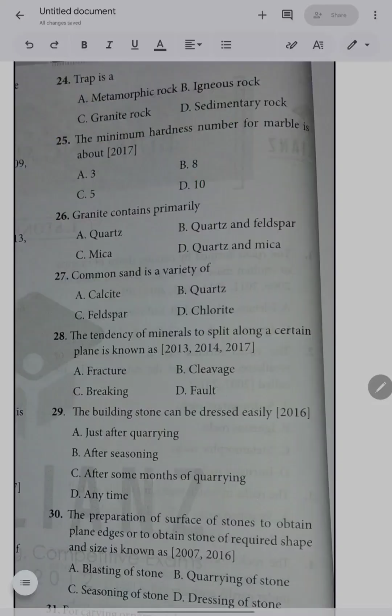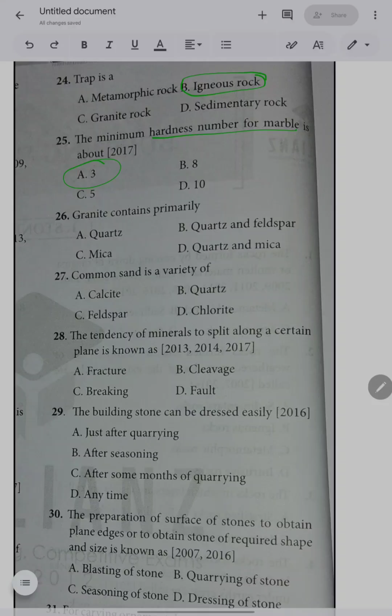The next question. Trap is a metamorphic rock, igneous rock, granite rock, sedimentary rock. So trap is an igneous rock. Option B is the correct answer. Next question. The minimum hardness number for marble is about 3. Minimum hardness number for marble is 3.